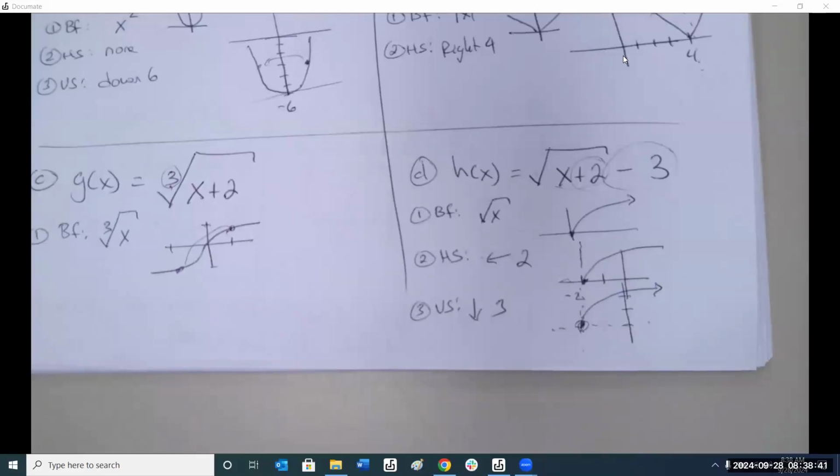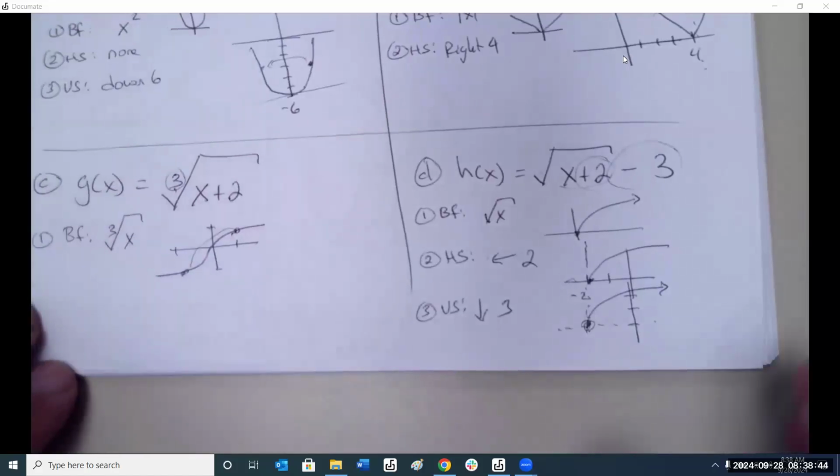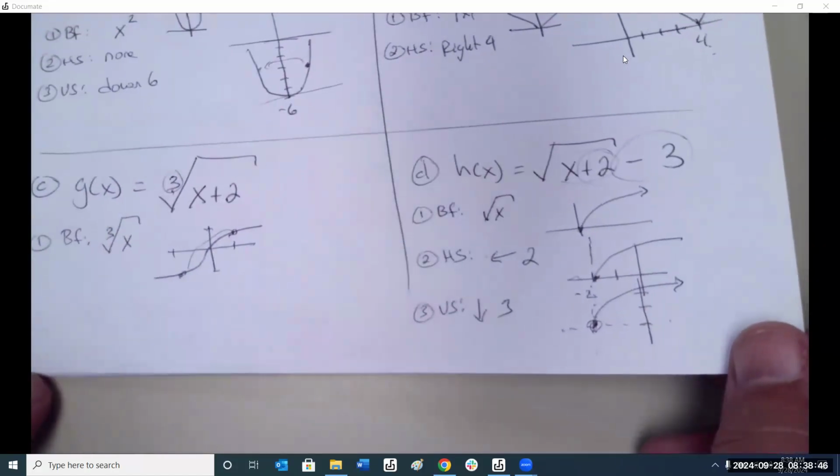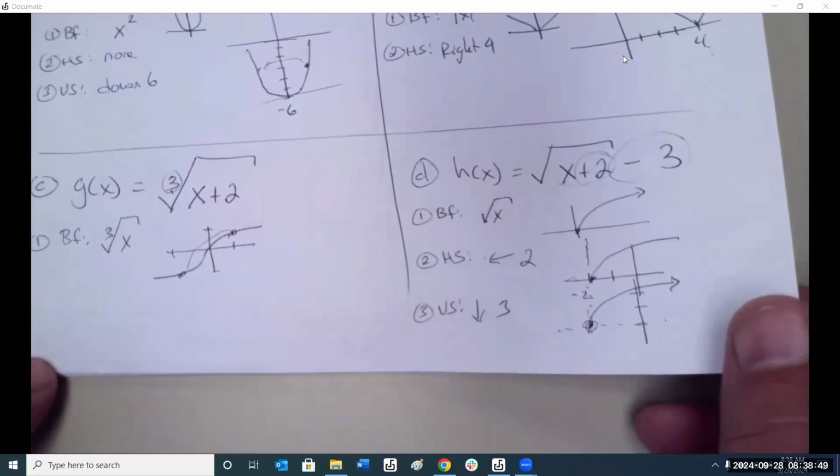So far, so good? You want to copy these down while we do the next one?